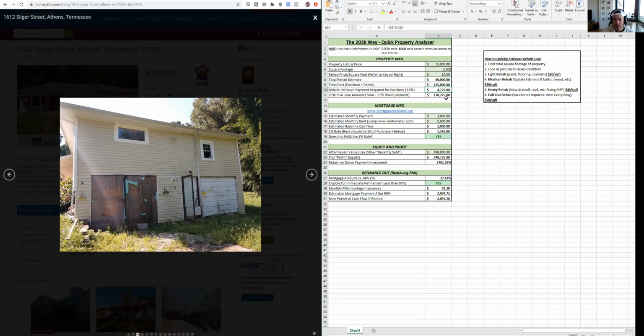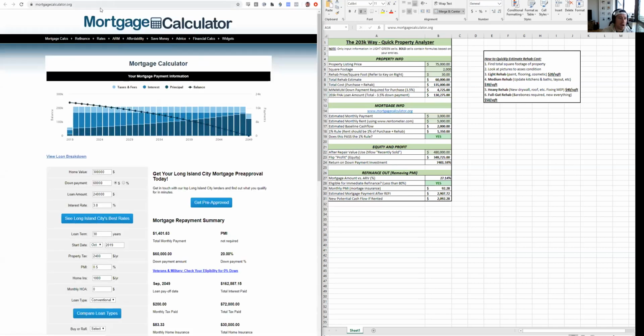Your down payment's going to be this, 4,700 bucks. Guys, 4,700 bucks to buy a house. That's really not much. And you're looking at your total loan amount of being about 130,000. All right. So the next thing here, guys, is to go to mortgagecalculator.org. And now this is where we start analyzing what the mortgage is going to be.